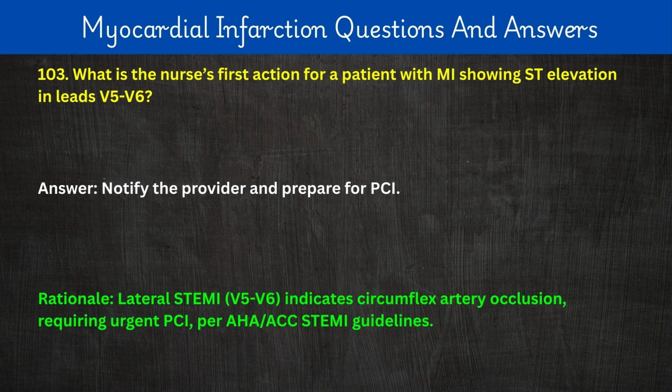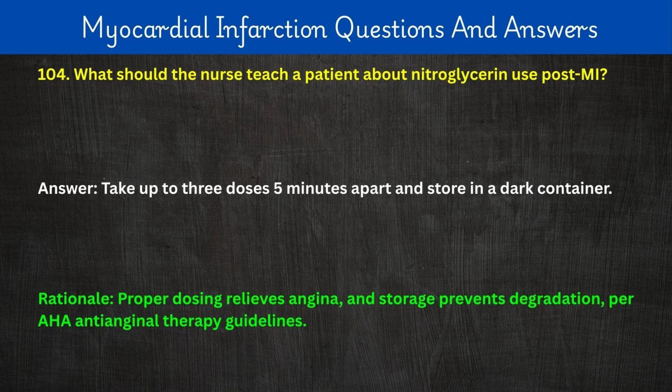103. What is the nurse's first action for a patient with MI showing ST elevation in leads V5, V6? Answer. Notify the provider and prepare for PCI. Rationale. Lateral STEMI, V5, V6, indicates circumflex artery occlusion, requiring urgent PCI, per AHA/ACC STEMI guidelines.